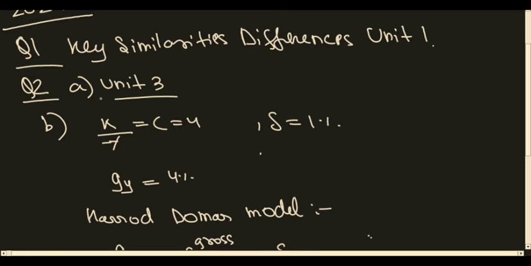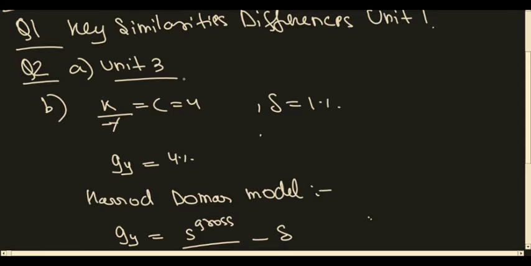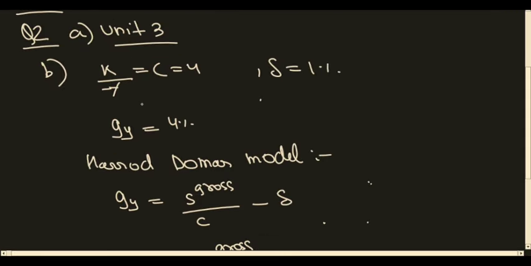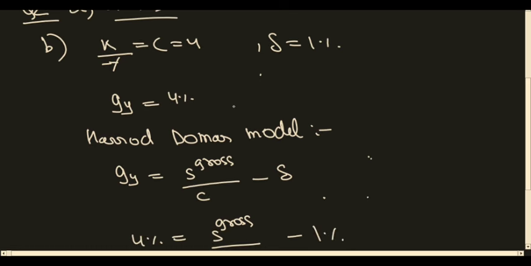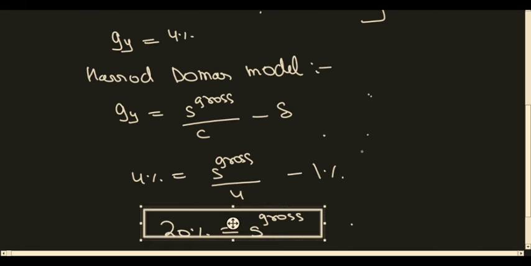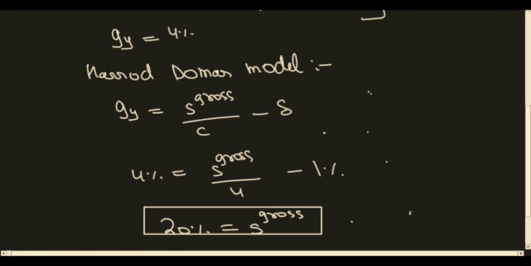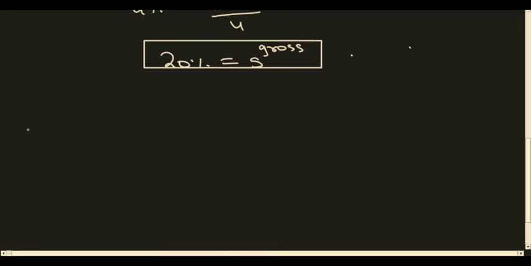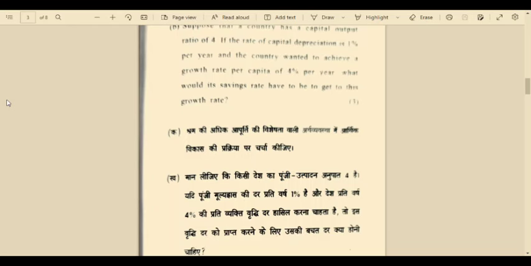Now question 2, A part, is from unit 3. You can check out the notes from the description box of unit 3. Now B part I have solved here for the Harrod-Domar model. They are given with these data and using this we solve for the gross savings rate, that is 20%. Okay, let's see what the next question is.